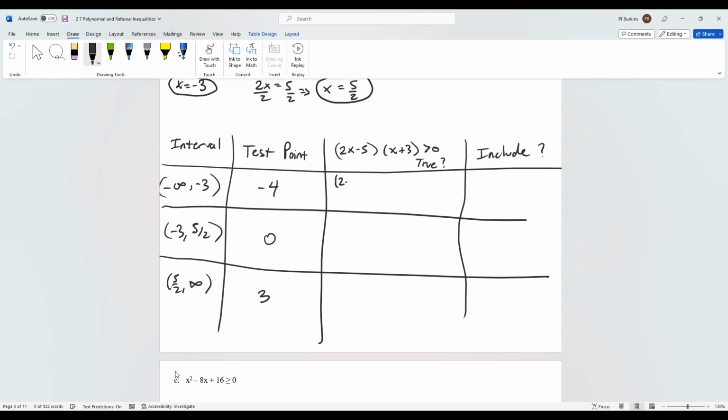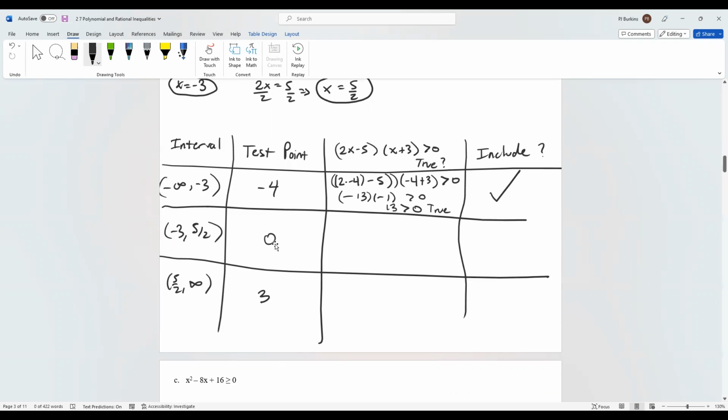So I have 2 times a negative 4 minus 5 times negative 4 plus 3. 2 times negative 4 is negative 8. Negative 8 minus 5 more is going to be minus 13. Negative 4 plus 3 is going to be negative 1. Negative times negative is positive. So we get 13 is greater than 0. That is true, and therefore we include that interval.